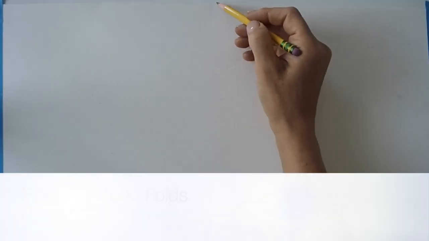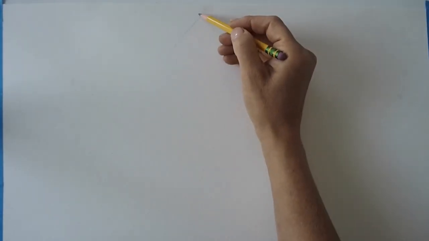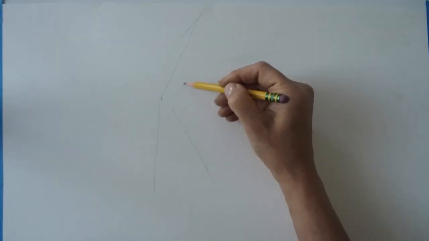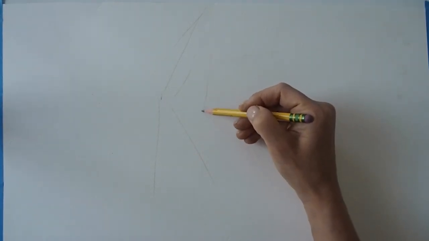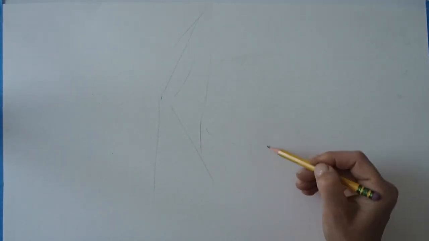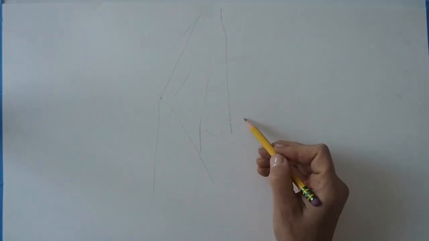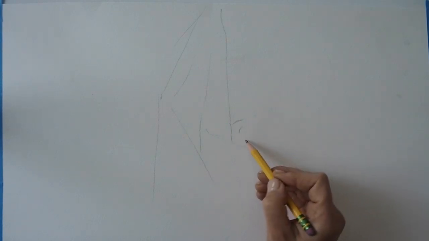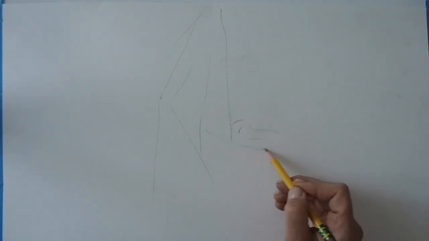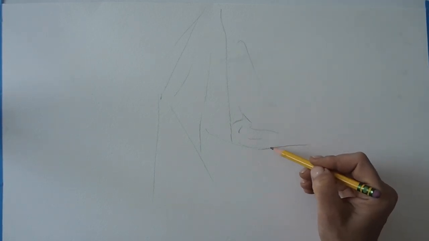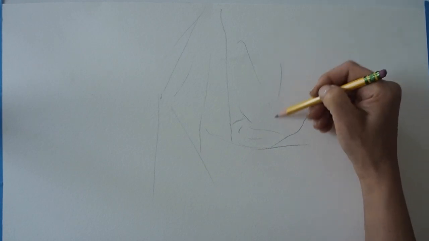So first I'm going to sketch the folds in pencil on my paper, and you want to simply capture the essence of the fold and also the relationship between them, because you will notice that the way the folds are connected is that one fold makes the other. They're not separate because it's all one piece of fabric.